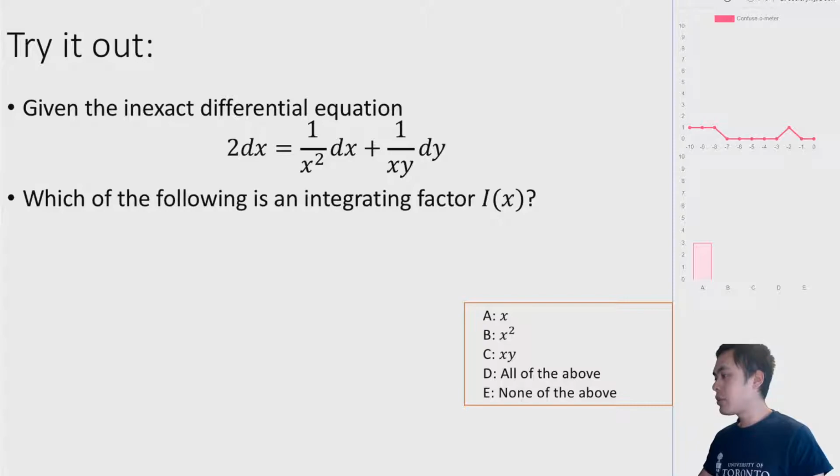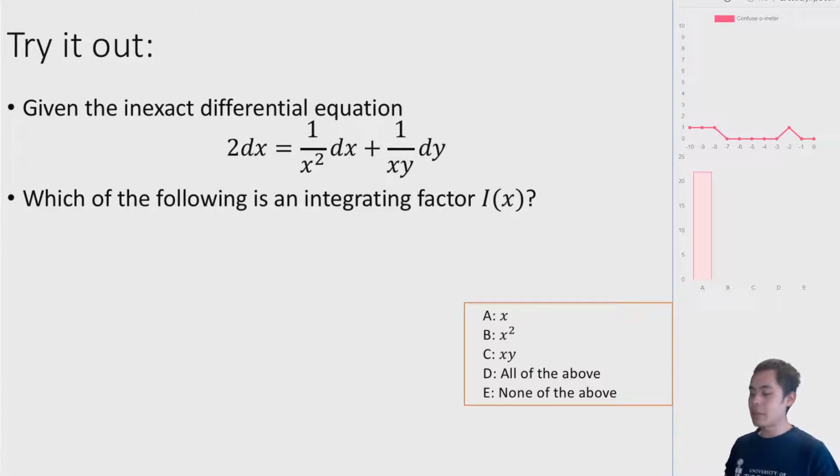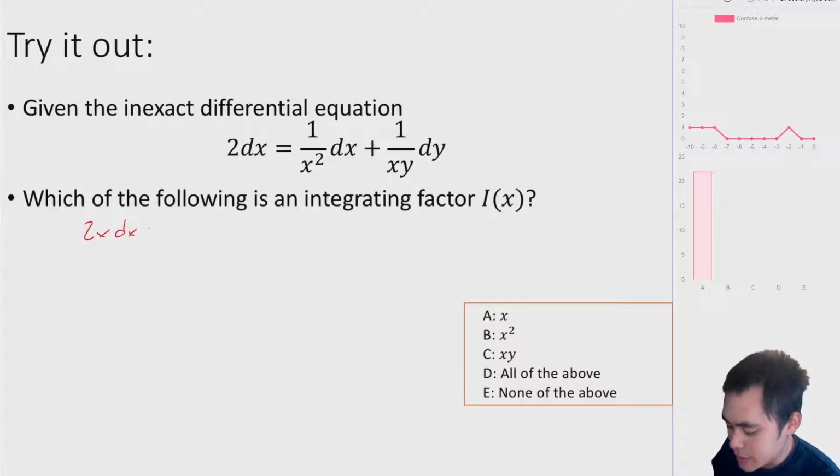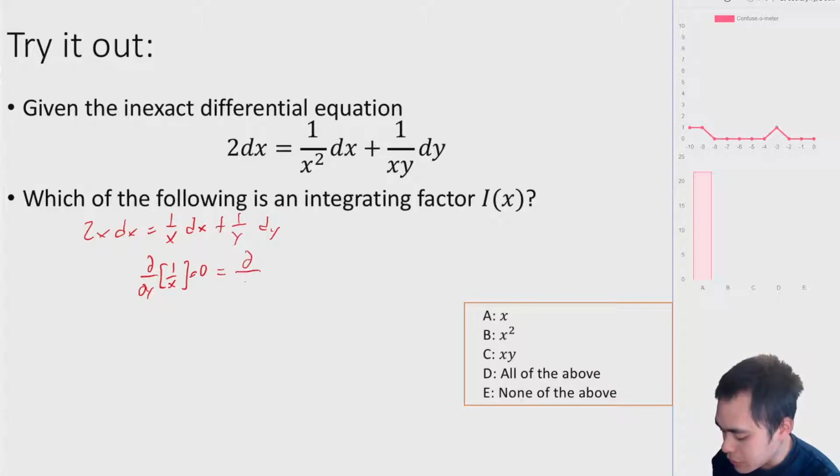Okay, so it looks like we have a critical mass for A. So let's try out all three of them, just so that we get practice. In the very first one, we multiply everything by x. So we have 2x dx is equal to 1 over x dx plus 1 over y dy. And then del y of 1 over x is equal to 0, and that also happens to be equal to del x of 1 over y. So yes, this is exact.